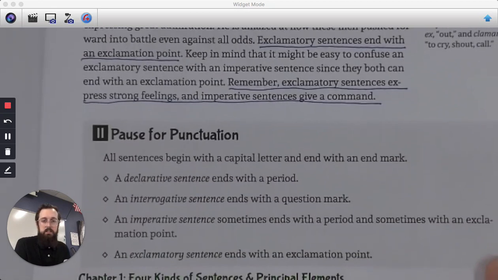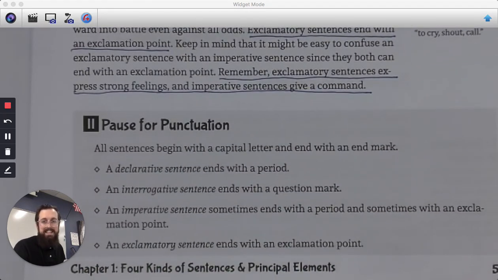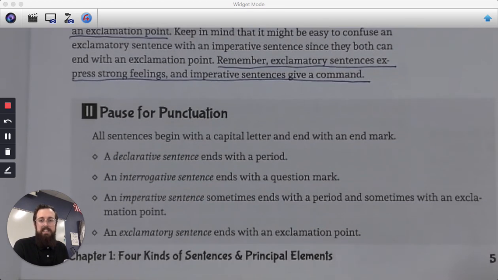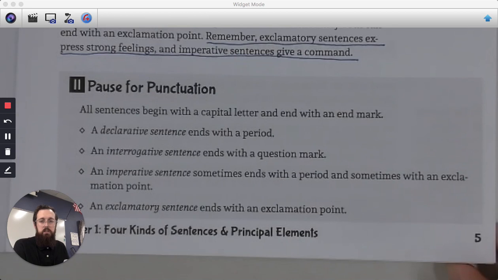So all sentences begin with a capital letter and end with an end mark. A declarative sentence ends with a period. An interrogative sentence ends with a question mark. An imperative sentence sometimes ends with a period and sometimes with an exclamation point. An exclamatory sentence ends with an exclamation point.